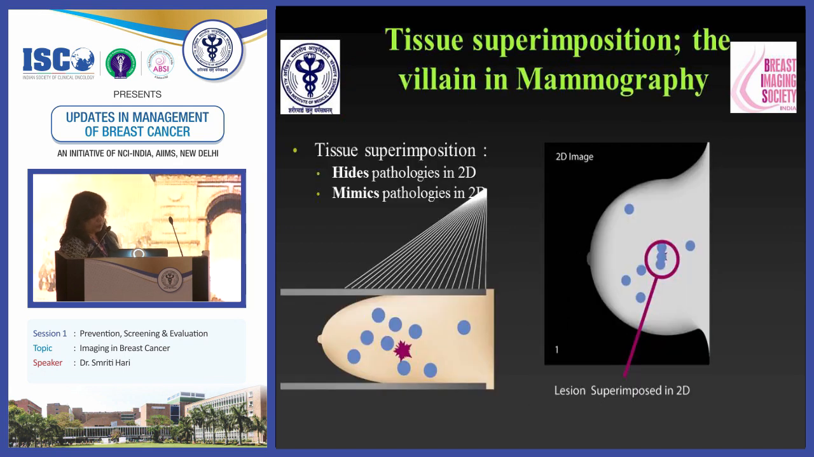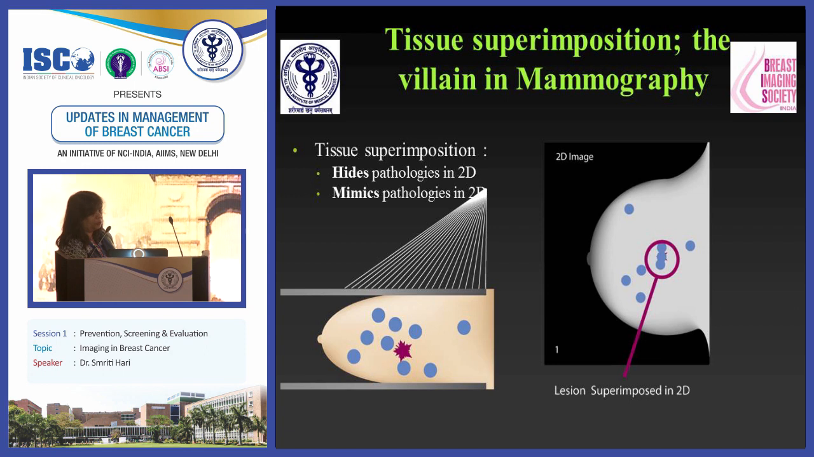So for this tissue superimposition, which is the villain in mammography, firstly, the mammogram should be of high quality. We should only accept good images. And even then, in dense breast, sometimes we cannot make out the pathology. Or, on the other hand, there is no pathology and we get a mimic of pathology because of superimposition.